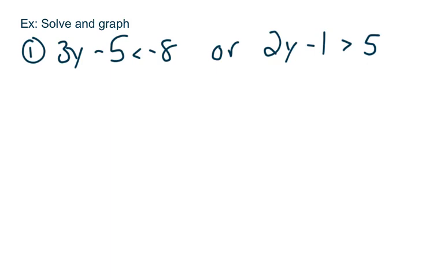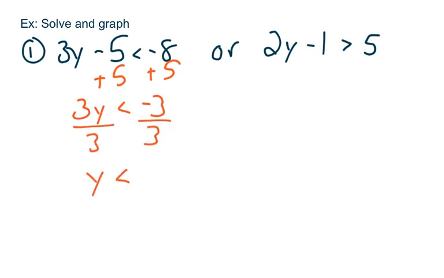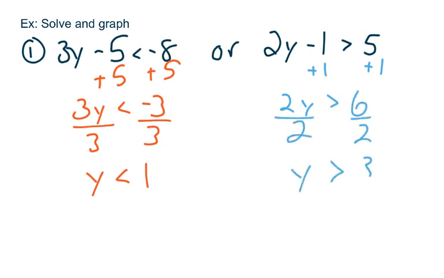Okay, so we'll just do the first one here in red, the left one. I'm going to add 5 to both sides. So we'll have 3y is less than negative 3. Divide both sides by 3. That means y is less than 1. Do the same thing for the second one. I'll do this one in blue. So we'll add 1 to both sides. 2y is greater than 6. Divide both sides by 2. And we got y is greater than 3.